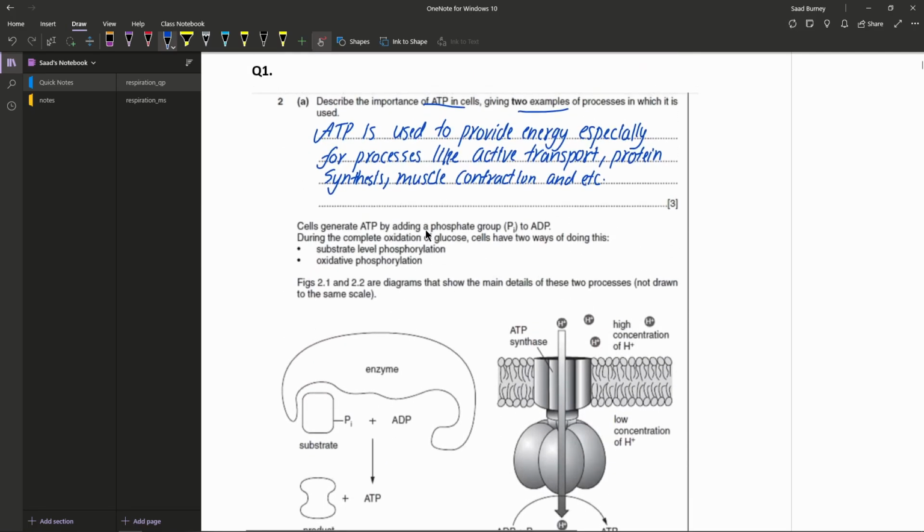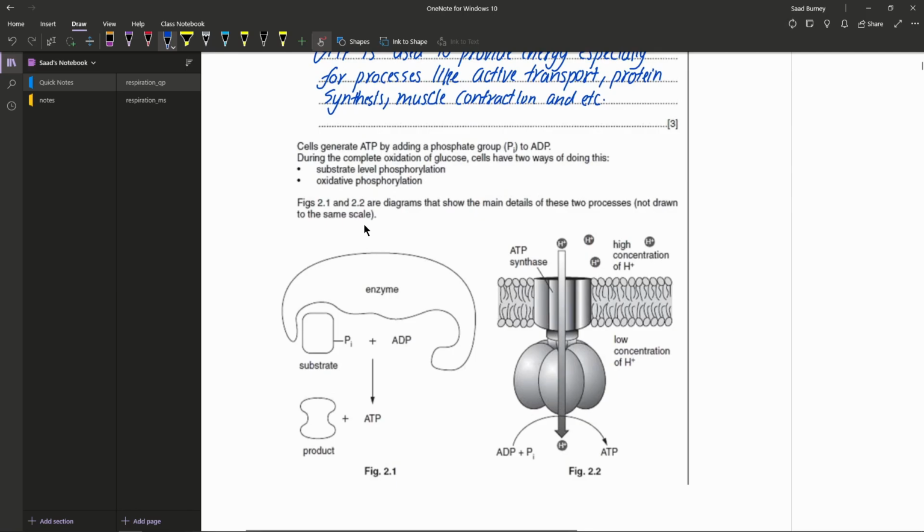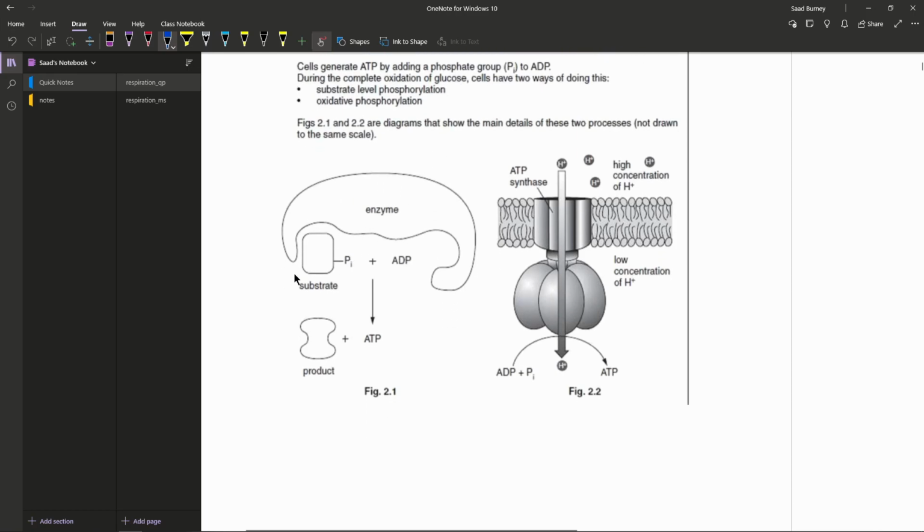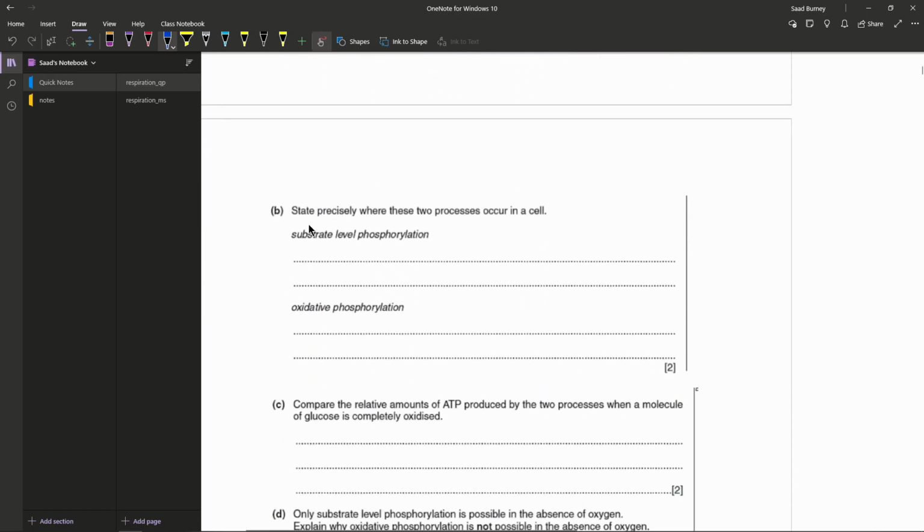Cells generate ATP by adding a phosphate group to ADP. During the complete oxidation of glucose, cells have two ways of doing this: substrate level phosphorylation and oxidative phosphorylation. So figures 2.1 and 2.2 are diagrams that show the main details of these two processes. Okay. So part B says state precisely where these two processes occur in the cell.